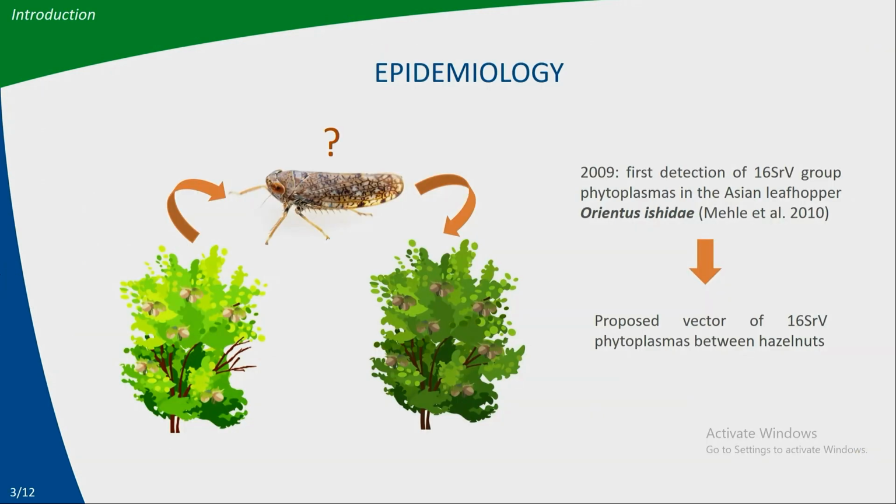At first, we looked to the vectors, so we immediately looked to Orientus ishidae. It is a phyllophagous species, which is an invasive species in Europe, and it's spreading quite fast after the first detection. And in 2009, it was the first detection of 16SrV phytoplasma in this Asian leafhopper. So it was proposed as the vector between hazelnuts in these infected orchards.